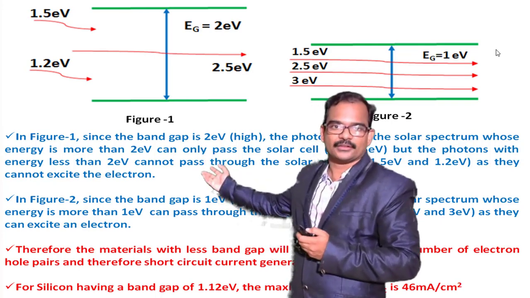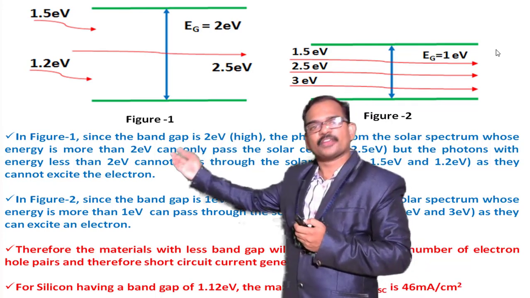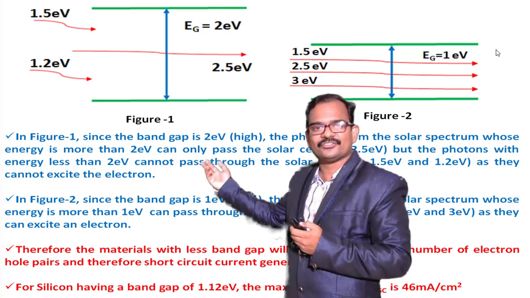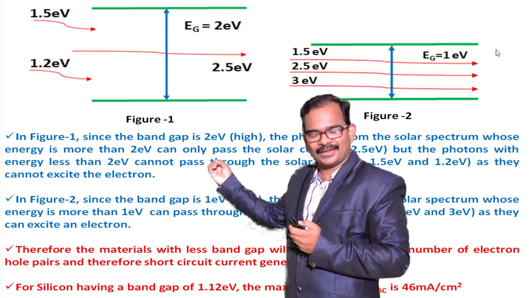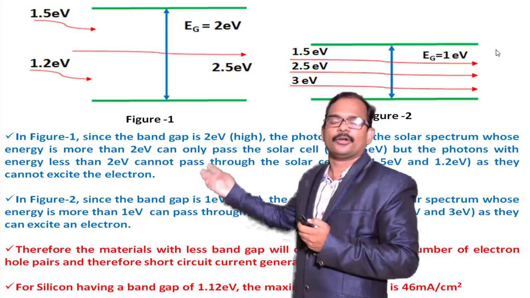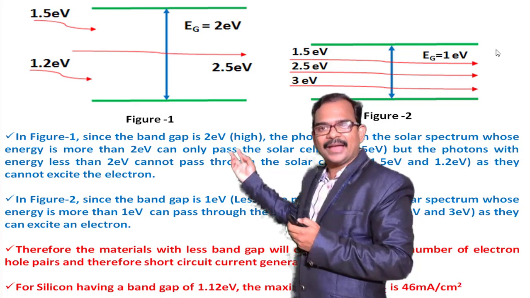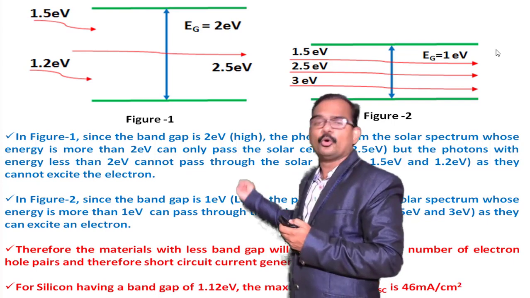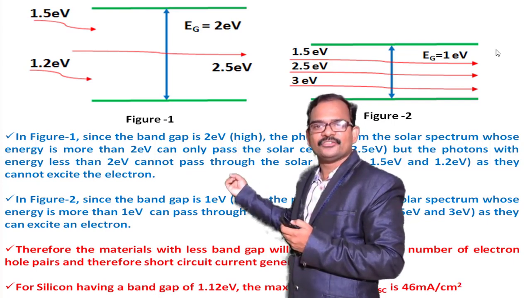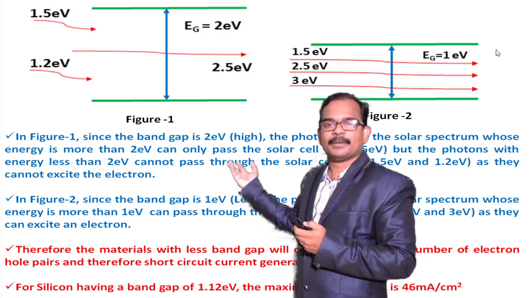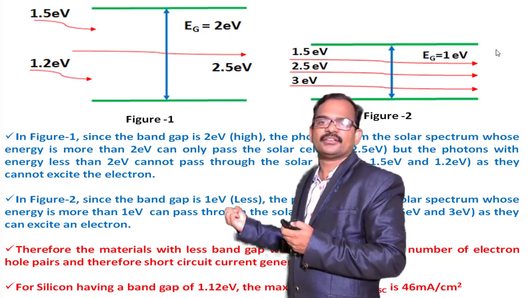As you can clearly observe here, as the band gap is high, the number of photons absorbed by the material is less, and thereby the number of electron hole pairs generated will be less, the electricity generation will be less, and the performance of a solar cell will be less. On the contrary, in figure 2, as the band gap of the material is less, the number of photons absorbed by that material will be more. Then the number of electron hole pairs generated also will be high, and thereby the efficiency of a solar panel will also be very, very high because of the generation of more electricity. Thereby, as the band gap is less, it is advantageous for a solar cell.